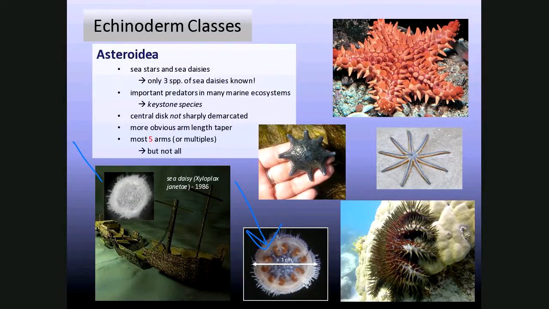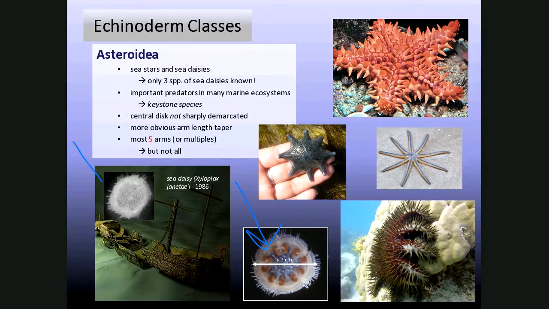Echinoderms, especially sea stars, are very often a keystone species. Remember I said a keystone species in an ecosystem is the species whose removal would cause the most change, but it can also be the addition. It's whatever species that's added or removed that causes the biggest change to occur.